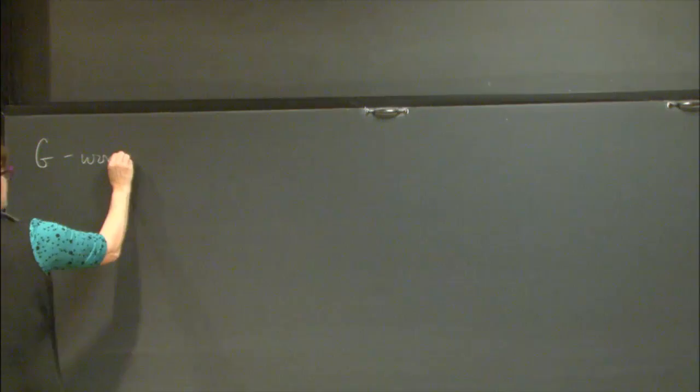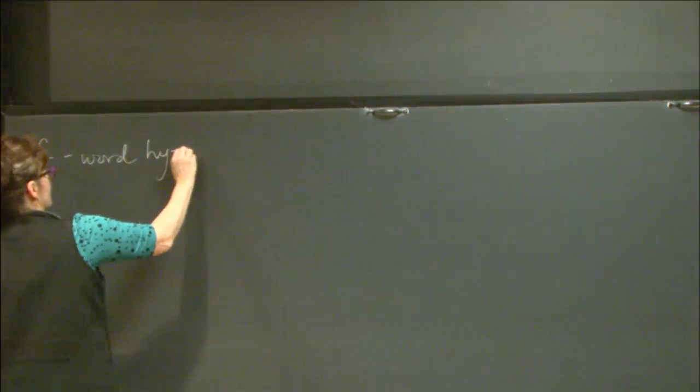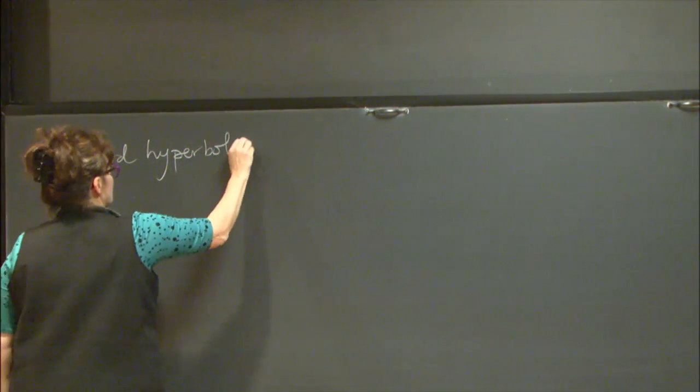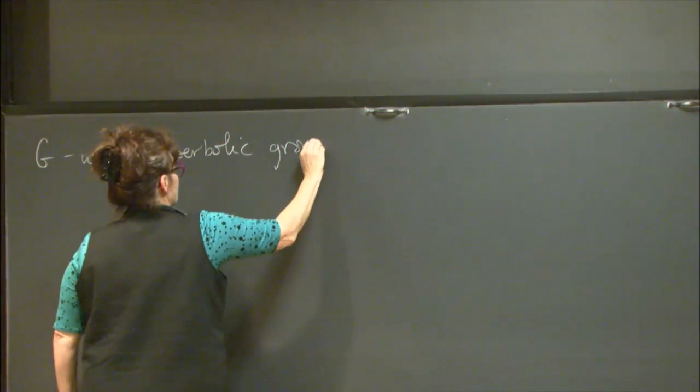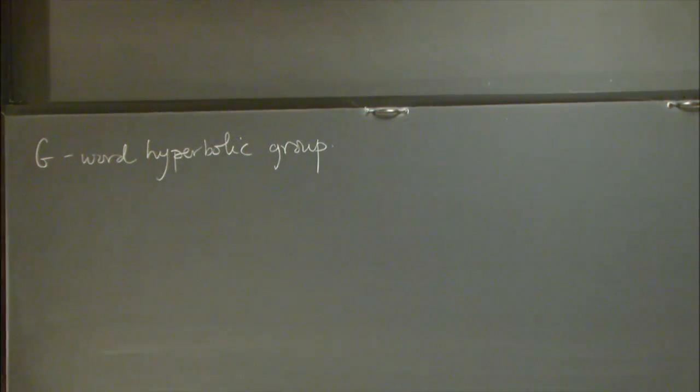So this is a word hyperbolic group, and you'll notice a trend today is that I'm going to reserve the letter G for negatively curved or hyperbolic things, and I'm going to switch to capital gamma when I want to start talking about non-positively curved groups. That's really more for me than it is for you. That's for me to keep it straight.